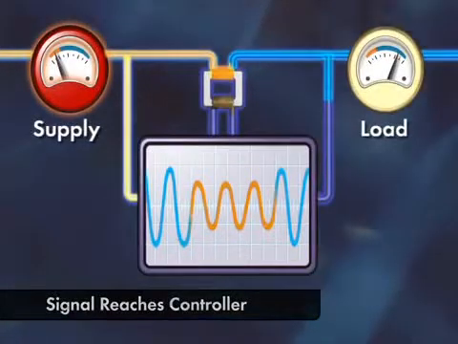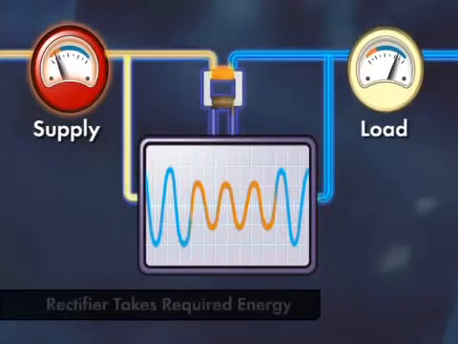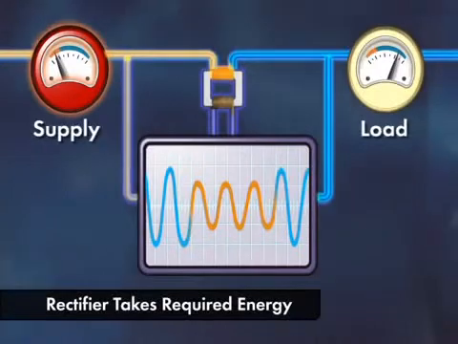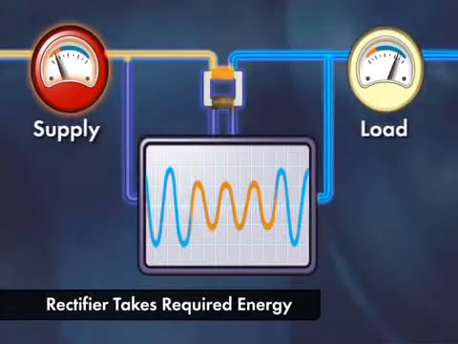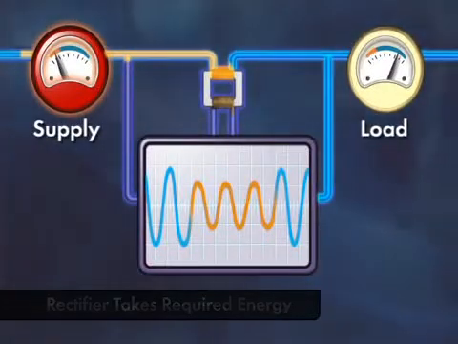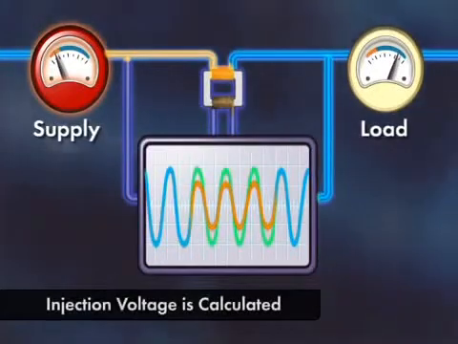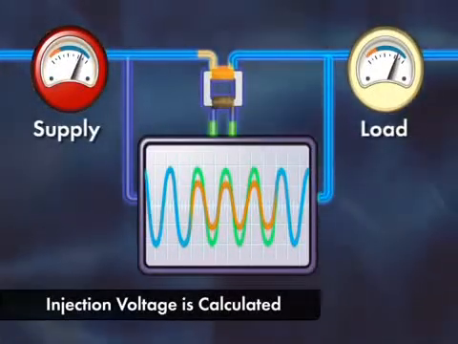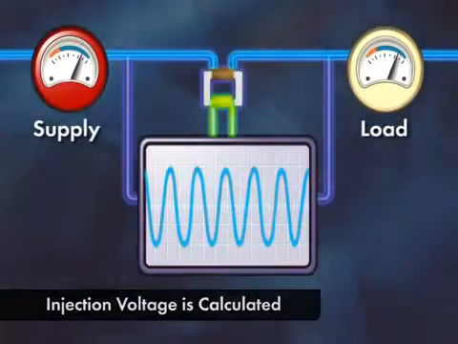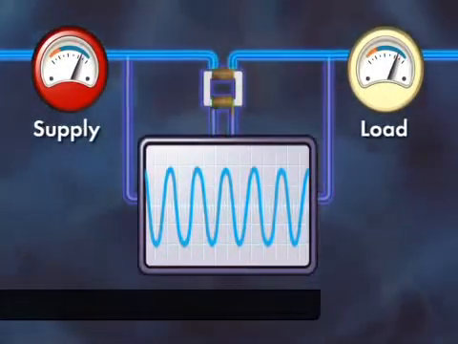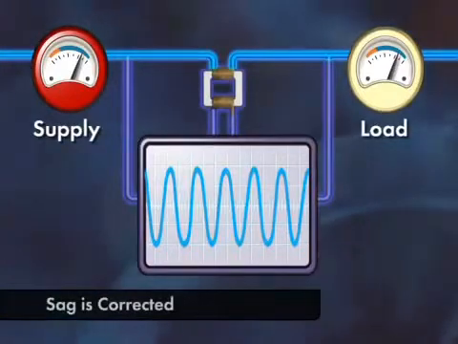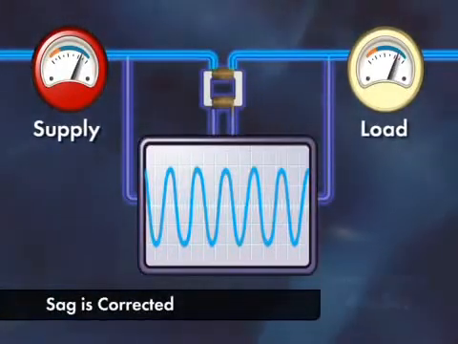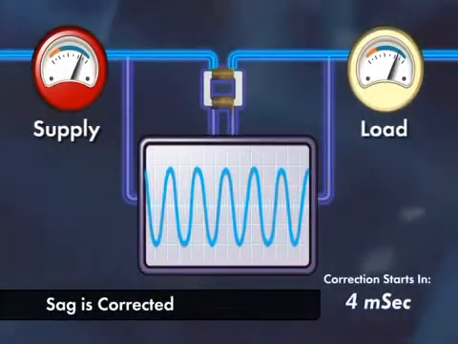Energy is drawn from the line and fed to the rectifier, which then feeds the inverter section. The controller calculates the required voltage vectors needed to restore the voltage to the sinusoidal magnitude and phase angle required. The appropriate compensating voltage is then injected through the series-connected transformer. The entire sequence of events is sub-cycle, less than 4 milliseconds.